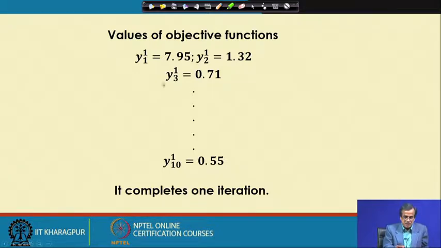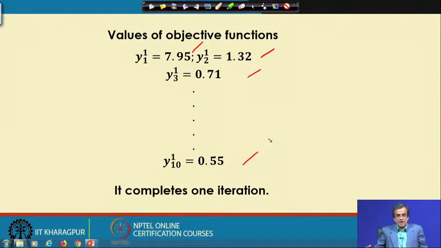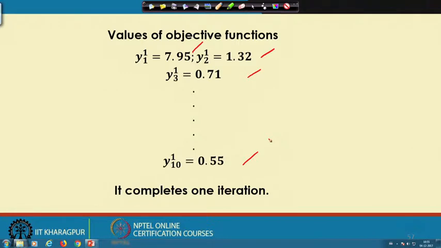So, if we substitute the values of the variables, I can find out y 1 with respect to 1 is nothing but 7.95, y 2 with respect to 1 is 1.32, y 3 with respect to 1 is 0.71. Similarly, y 10 with respect to 1 is 0.55. That means, at the beginning of the next iteration, I will be able to find out the values of the objective function. Now, I will have to repeat the procedure which I have already discussed. Now, this is the scenario at the beginning of the next iteration.